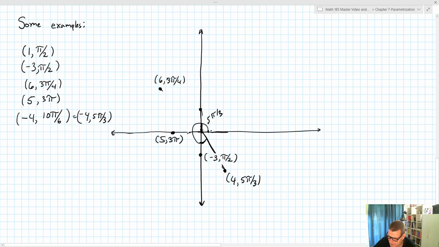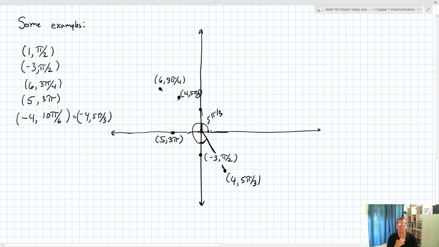But wait a second, this is -4, so I've got to go the opposite direction. So I'm basically going to be somewhere around here, maybe even a little closer. And so there's -4 comma 5 pi over 3, because I've got to now reflect. I've got to do that reflection, or that rotation of 180 degrees. And so that's how we actually go out and graph our polar coordinates.